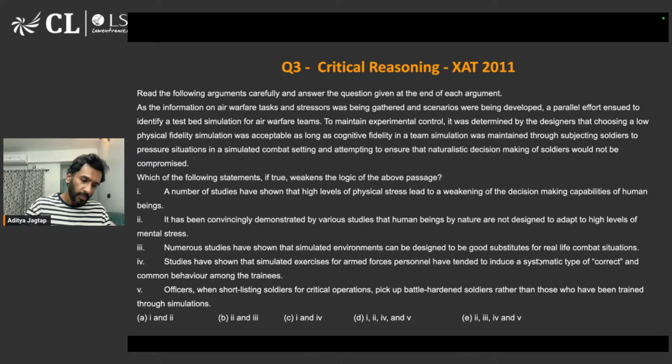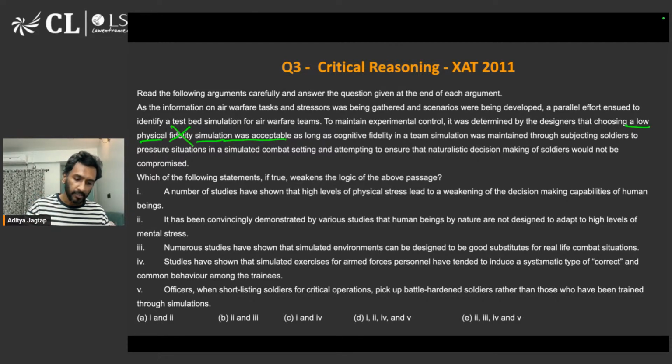Here we are told that an exercise has to be designed, and this exercise has certain parameters that we have to apply: that a low physical fidelity simulation was acceptable. Now, suppose you don't know the meaning of the word fidelity. You try and solve the question accurately without knowing its meaning. A low physical simulation is acceptable. So one parameter is about the physicality of the experiment.